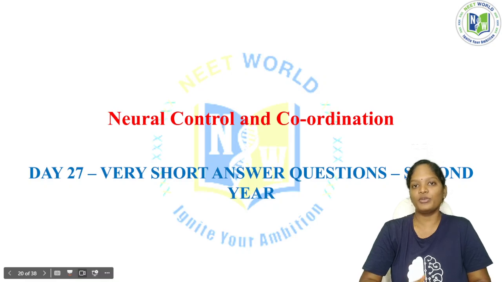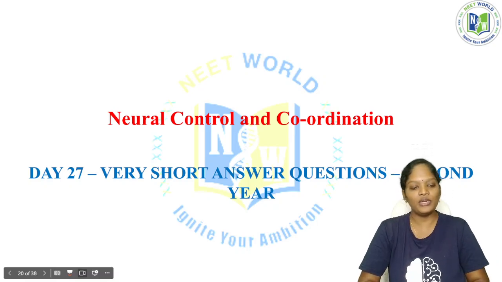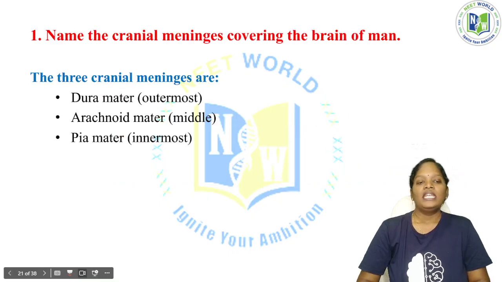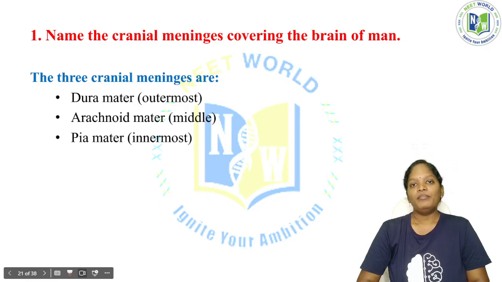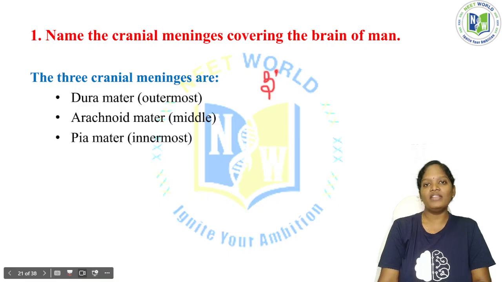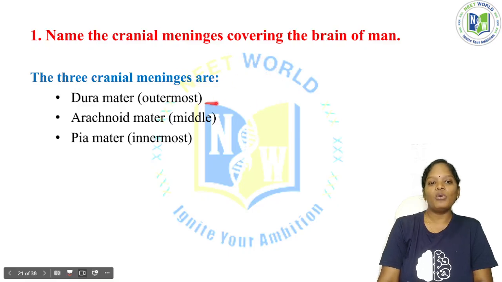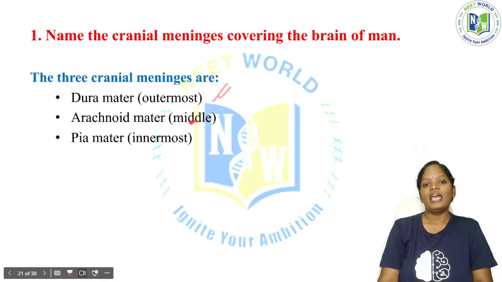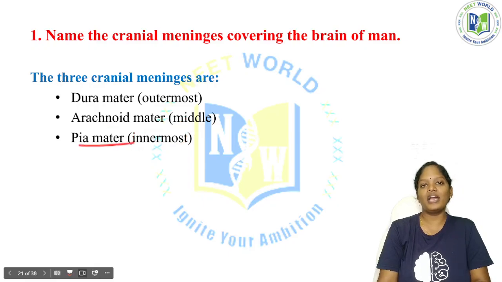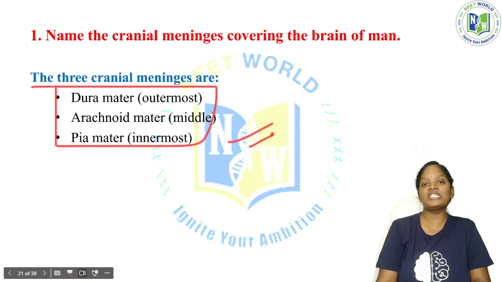Now we are going to discuss the very short questions in neural control and coordination. The first question is: name the cranial meninges covering the brain of man. In the human brain we have three cranial meninges, meaning the three coverings of the brain. The outermost membrane is the dura mater, the middle membrane is called the arachnoid mater, and the innermost covering is called the pia mater. So these are the three coverings of the brain.